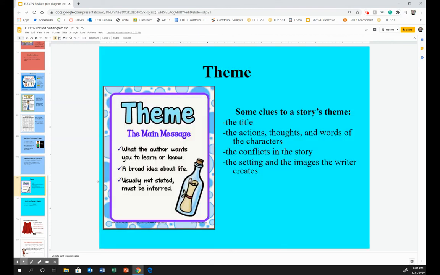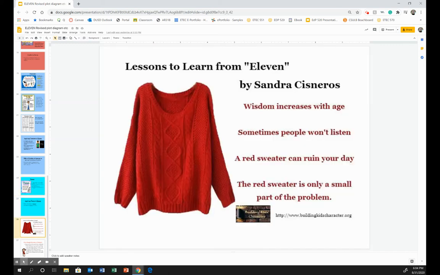Last topic for this is the theme. What could we learn from the story 11? What would be a message we could learn? Here are some things that people come up with. That wisdom increases with age. Sure, it doesn't say that in the story, but because we've read the story, we could probably think that that's a good theme. Sometimes people won't listen. That's true. And that actually goes with the story.